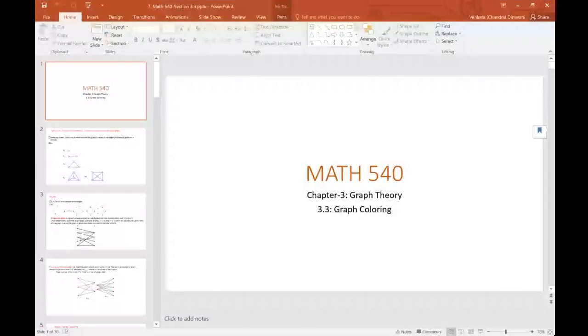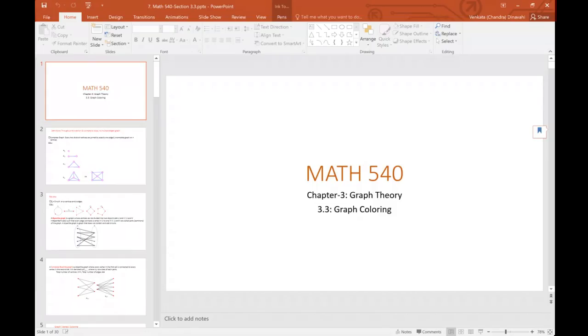So, let us start 3.3 then. At this point, I am assuming you all know basic definitions pretty well. So let us start with the PowerPoint. I'm assuming you all can see the PowerPoint. So we are starting section 3.3, that is graph coloring.